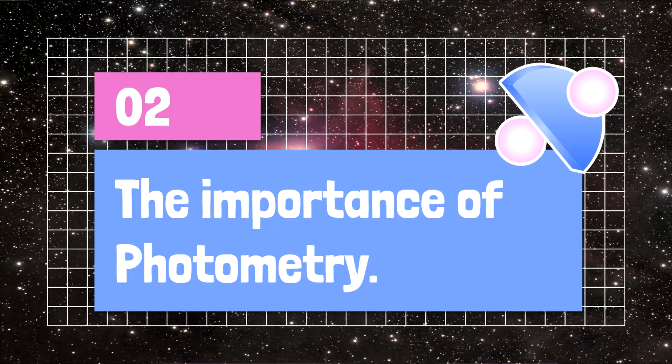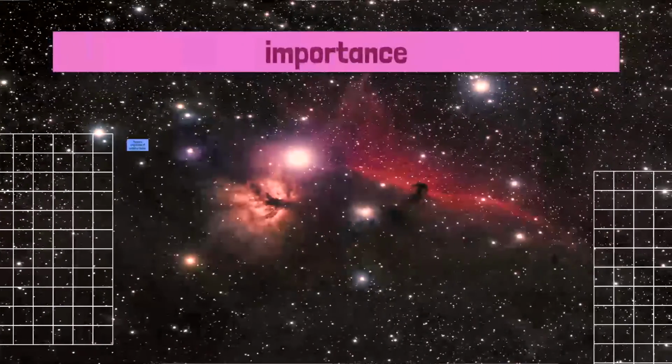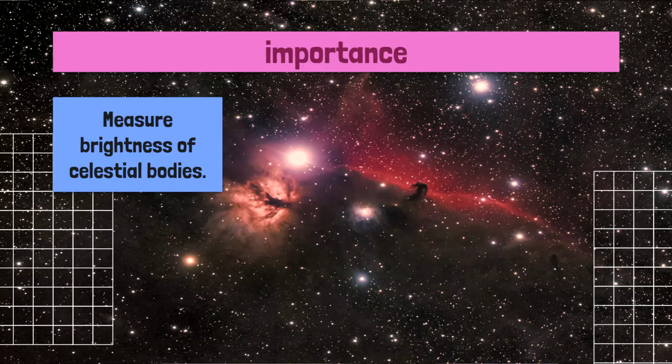The importance of photometry. First, to measure brightness of celestial objects. Measuring brightness of celestial objects is the main importance of photometry. From this, much information on celestial objects can be studied. Photometry is utilized by applying a filter to restrict certain wavelengths from going through it and allowing other desired wavelengths through.